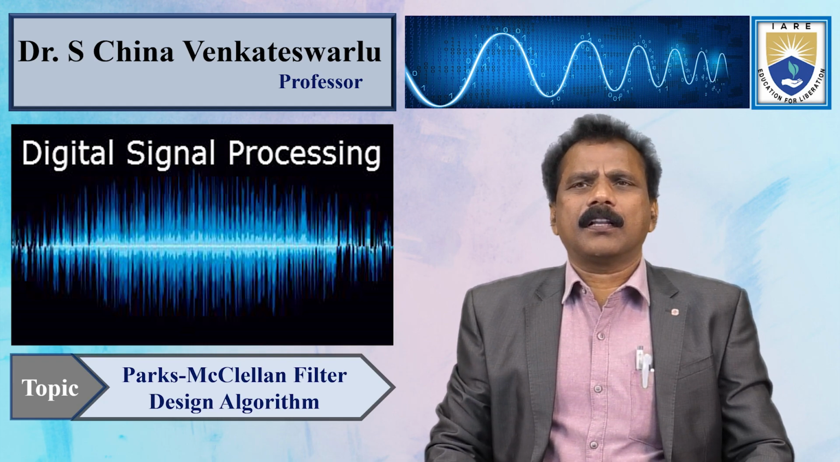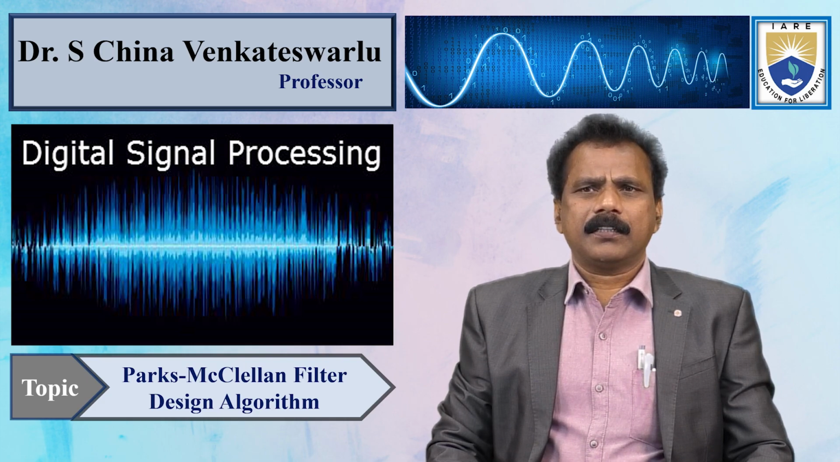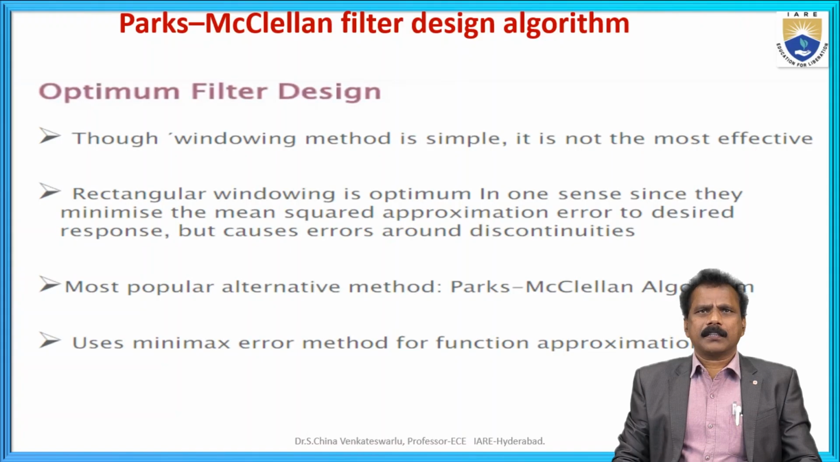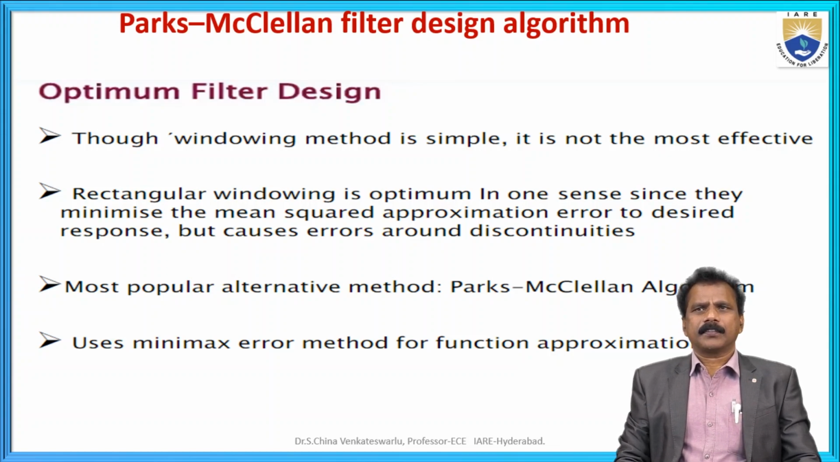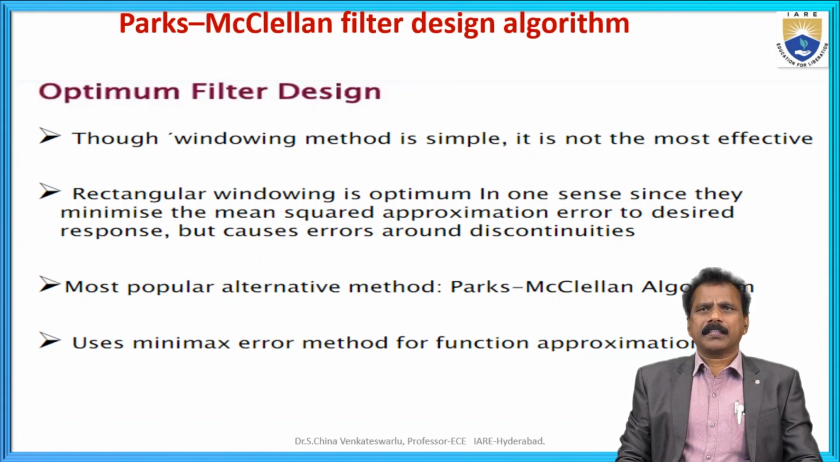Today we will be discussing the Parks-McClellan filter design algorithm. It is related to digital filter design aspects. Already we have seen that previously. With this, there is an optimum filter design. The windowing method is simple. Already we have seen the FIR filter using windowing method techniques. Based on that, the windowing method is simple, but it is not the most effective. This is somewhat a drawback or a disadvantage.